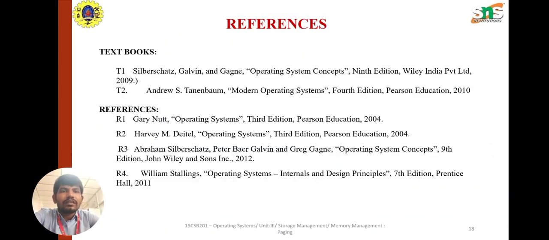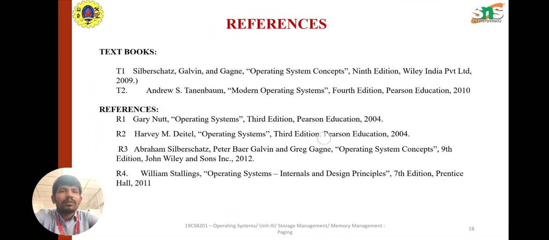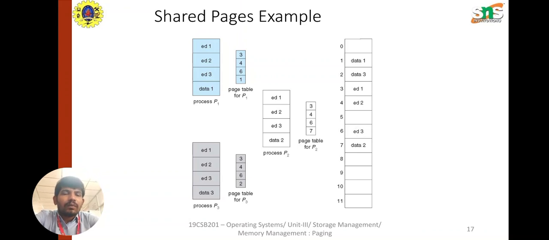This is a shared example. We have processes P1, P2 and P3. Each process has its own page table, and the pages of the shared code are mapped by all the page tables. In the physical memory, the shared pages are stored once, along with the data pages of each process.